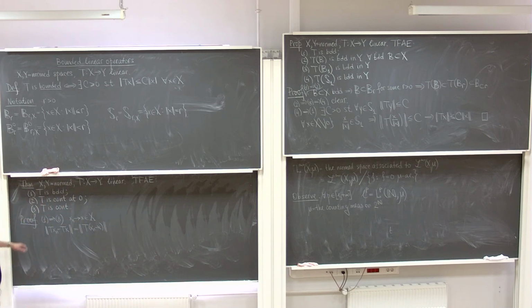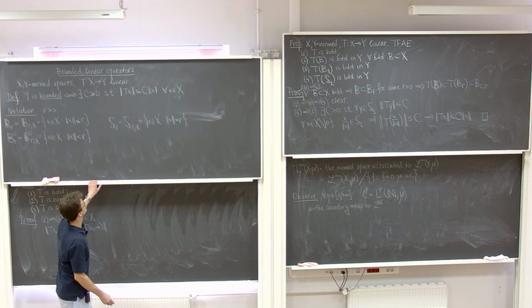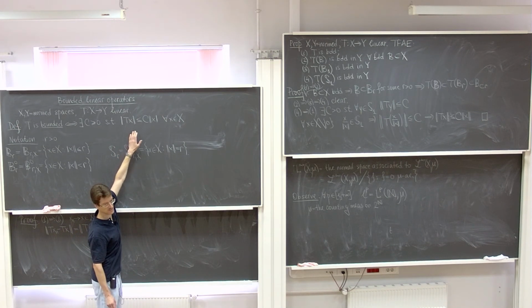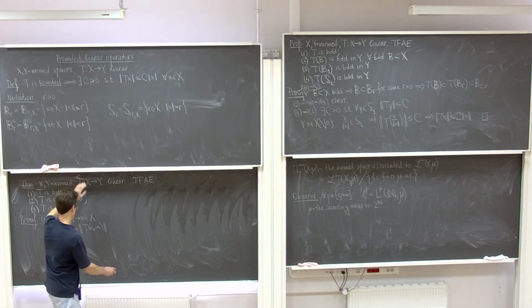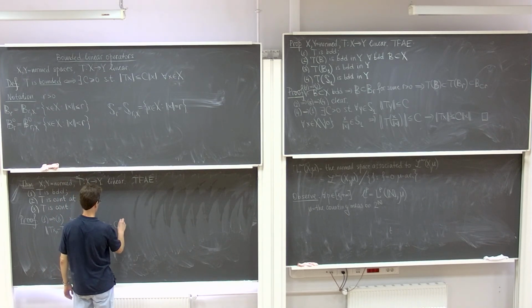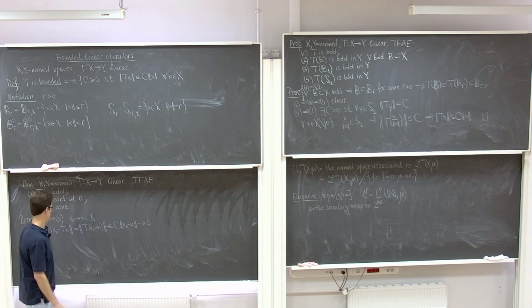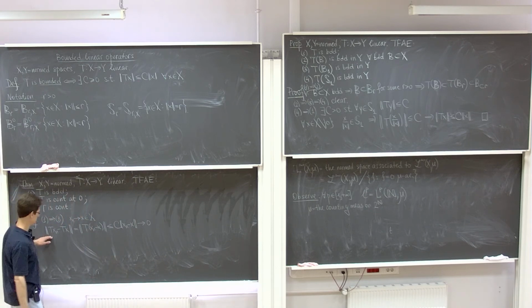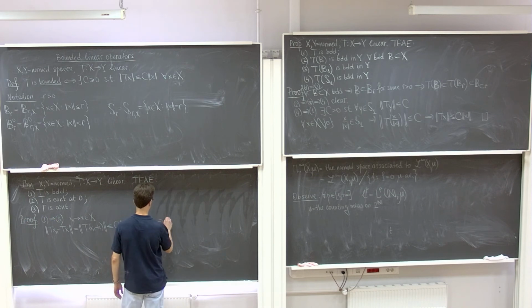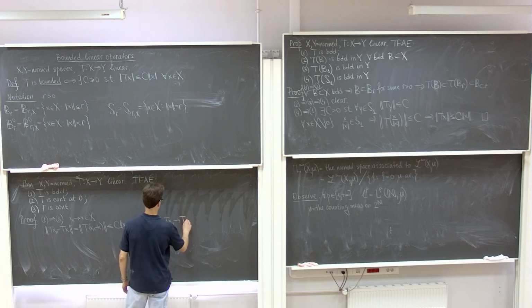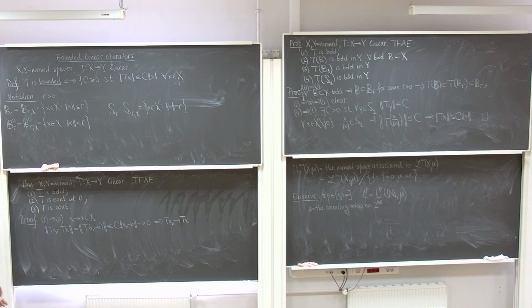And now we use the assumption that T is bounded. So we substitute here x_n minus x. And we conclude that this is less than or equal to C multiplied by the norm of x_n minus x. And of course, this converges to 0. And this inequality implies that T of x_n converges to T of x. And so T is continuous. Okay, now clearly 3 implies 2. This is obvious.